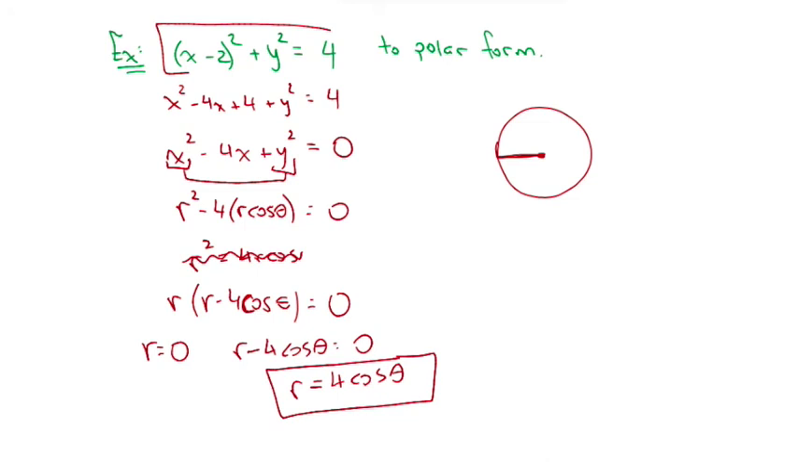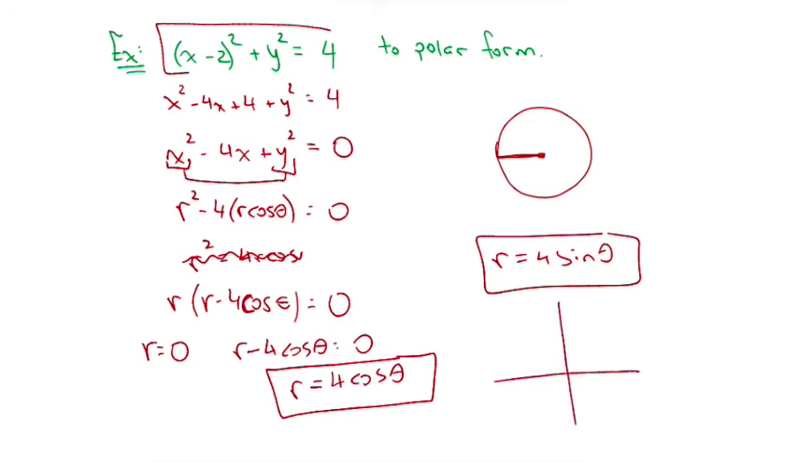Now, my guess is this. What do you think r equals 4 sine theta looks like? If r equals 4 cosine theta is to the right, it's up, because as sine gets closer to pi over 2, sine of pi over 2 is equal to 1, which makes it the maximum height. So this graph is going to be centered at 0, 2, radius of 2. So that would be r equals 4 sine theta.